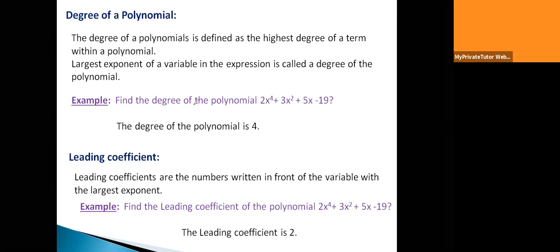You can see the example. Find the degree of the polynomial. What is the highest exponent in that expression? That is nothing but a degree. So the degree of this polynomial is 4.